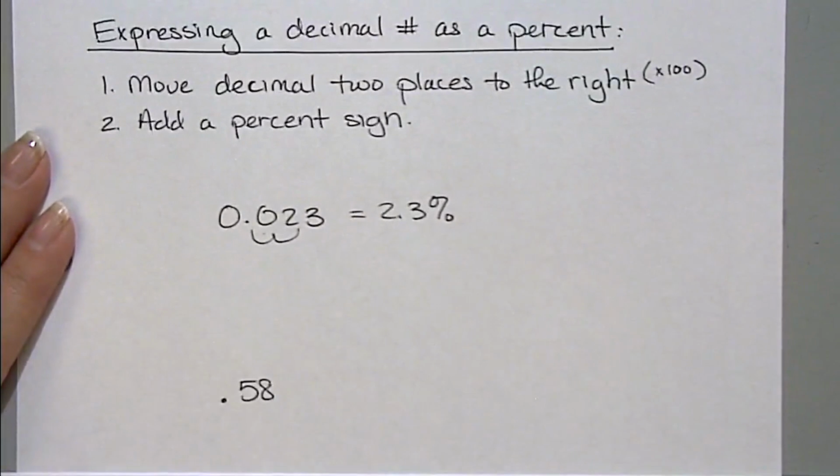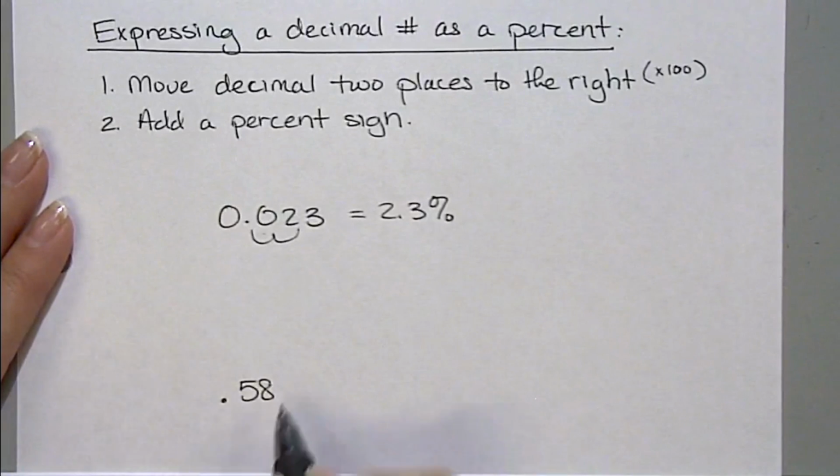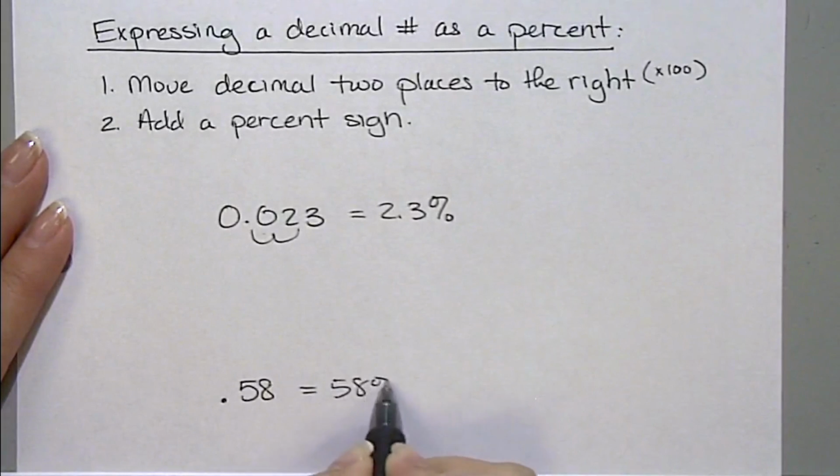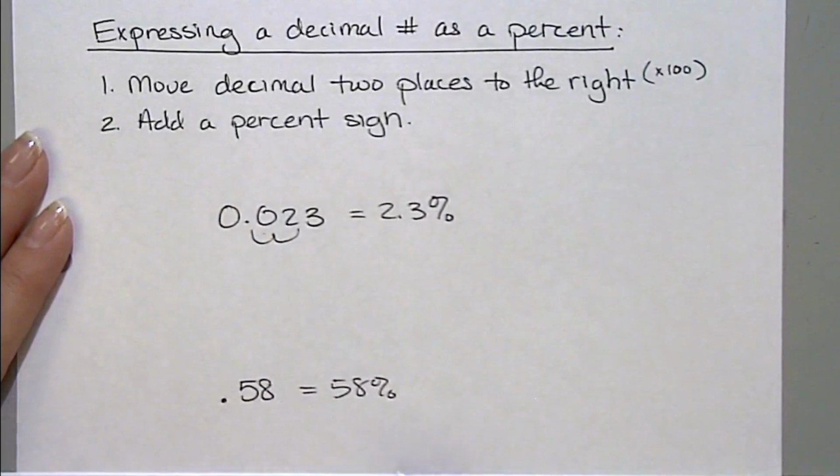Most people are comfortable when there's a decimal value. 0.58 is going to be what? 58%. Because you just move that decimal 2 places.